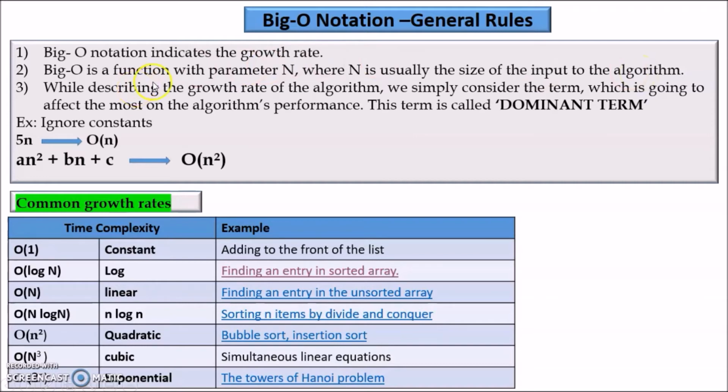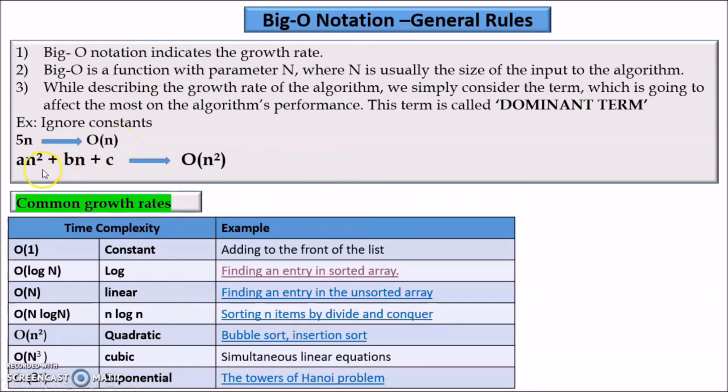Third, while describing the growth rate of the algorithm, we simply consider the term which is going to affect the most in algorithm performance. This term is called the dominant term. It's a very important term. Example, let's say I have 5n. There are two possibilities: big O of n I can consider, or big O of 5 I can take. But as the input n increases, big O of 5 really doesn't make sense. It's negligible, right? So which is dominant among them, 5 or n? N. So it takes big O of n. That is the dominant term.